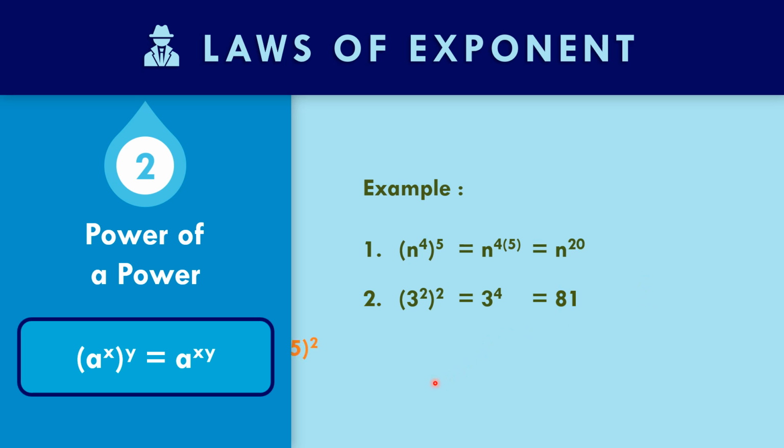How about number 3? 5 squared. So it means 1 times 2, that is equal to 5 squared. And then 5 squared is equal to 25. Because 5 times 5 is equal to 25.